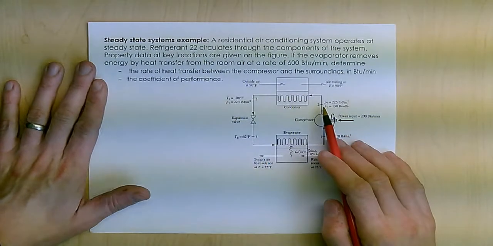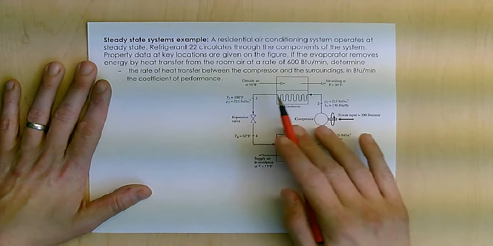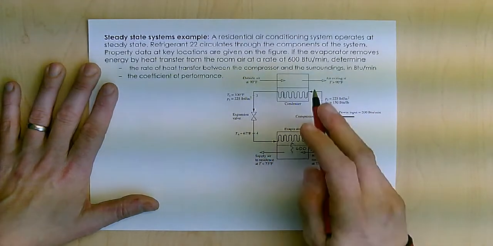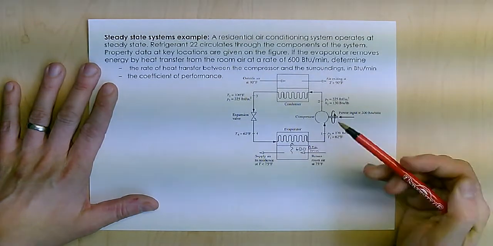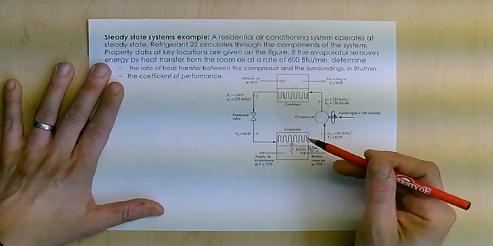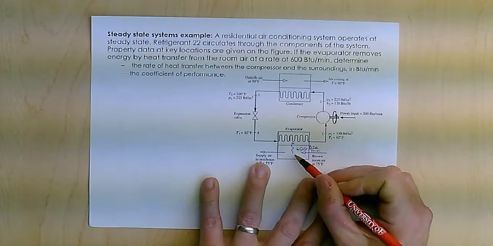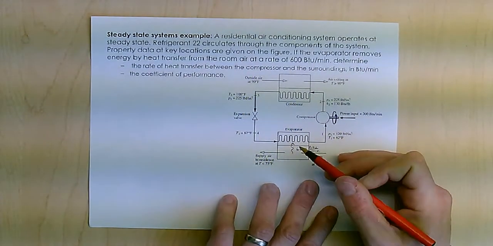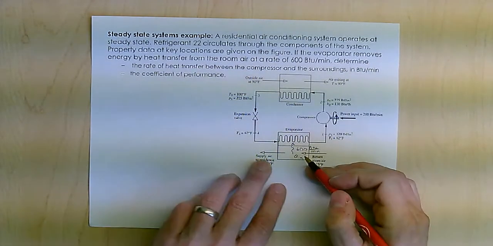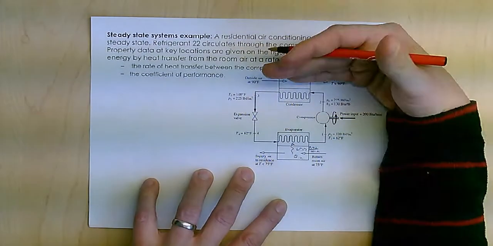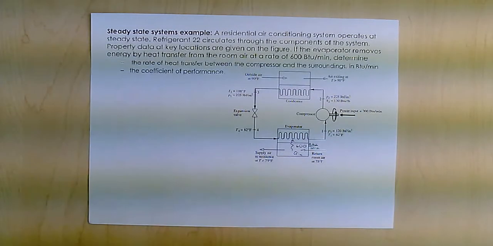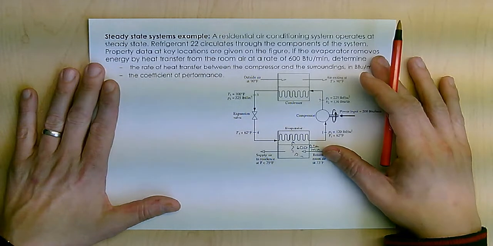Okay, here I have an air conditioning system. Refrigerant 22 is the working fluid going through everything, and I've got properties shown on the system right here. What it says is the evaporator removes energy by heat transfer from the room air at 600 BTUs per minute. So again, that's the energy moving from the air into my system. So this is actually Q in to my system. Again, it's pulling heat from the air into my system. So that's why it's Q into the system, even though I'm kind of pulling heat out of the room itself.